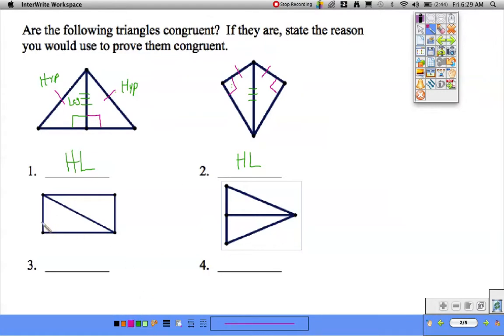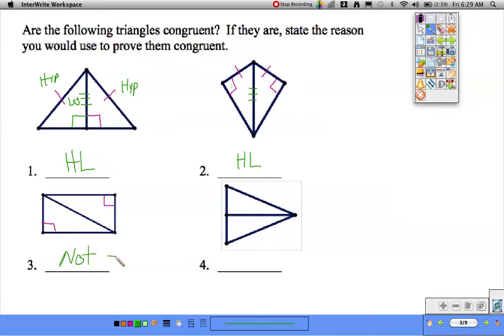Example number 3. I'm going to give you right angles in this corner and this corner. Same question. Are they congruent? And if they are, give me a reason that you would use to prove them congruent. On this example, I'm hoping you're saying no.